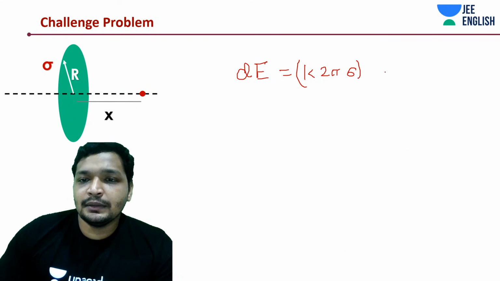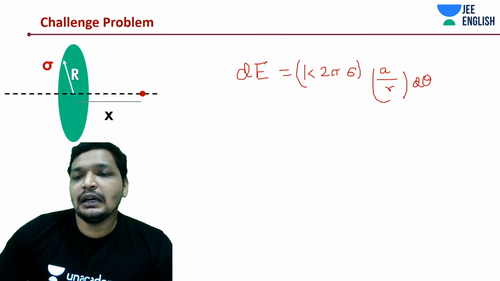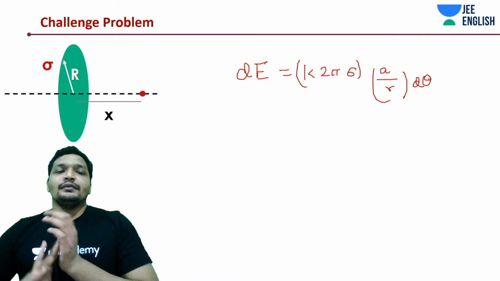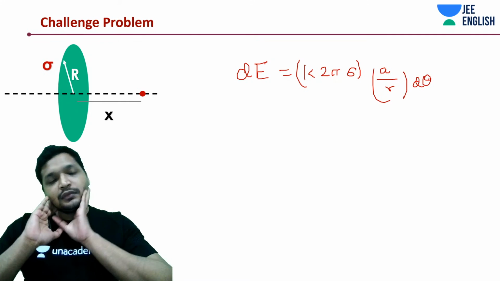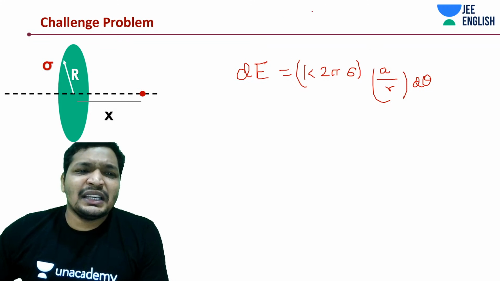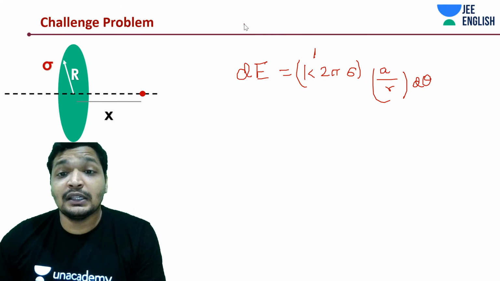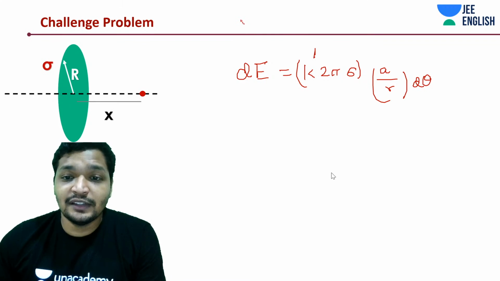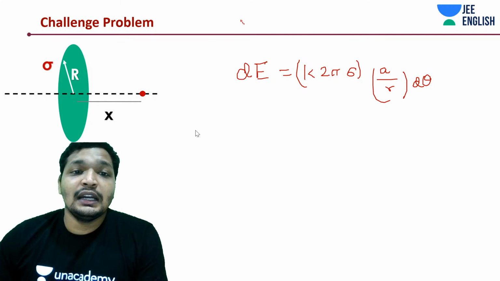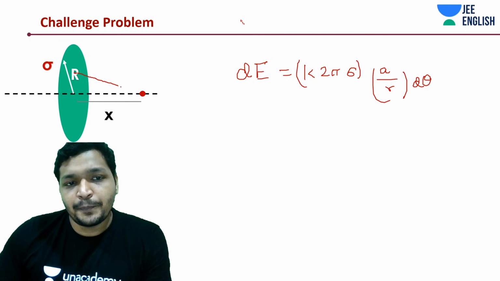A by r d theta. What is a by r, students? There is the cursor. It's a simple one. Trust me, it's a very simple one, and I'll tell you why. Keep watching.